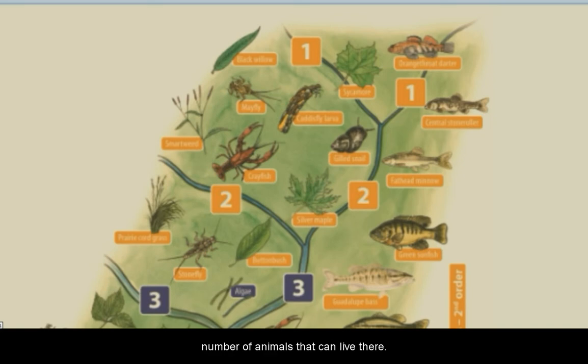In early order streams, the benthic community of organisms, also called the benthos, is a key part of the food web. This includes benthic macroinvertebrates. These are animals such as mussels, aquatic insects, and other invertebrates that are visible without the aid of a microscope, thus the term macroinvertebrate.